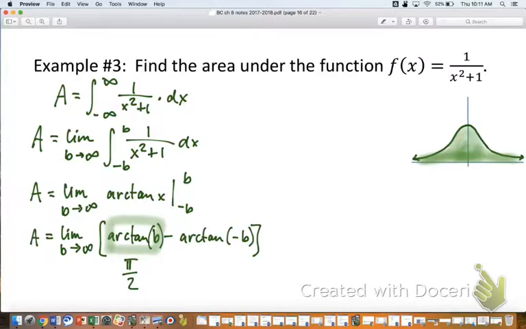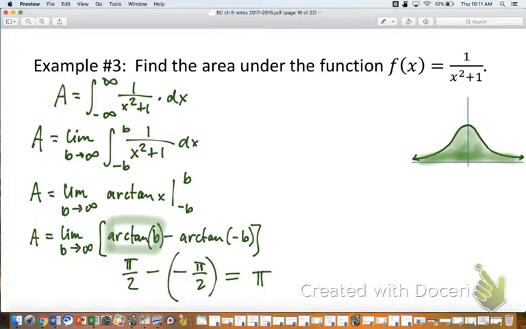And what about the limit as b heads towards infinity of arctan of negative b? So it's pi over 2 minus negative pi over 2, which of course ends up being exactly pi. Now you've got to stop and think about this for a second.